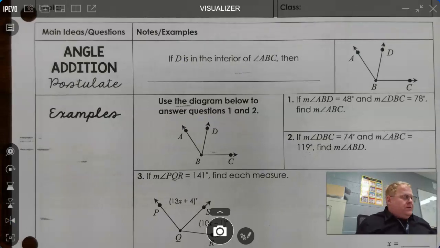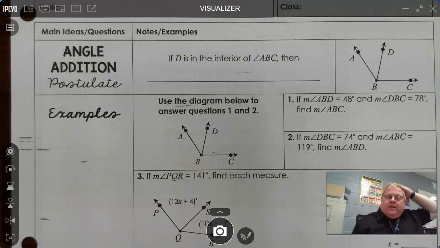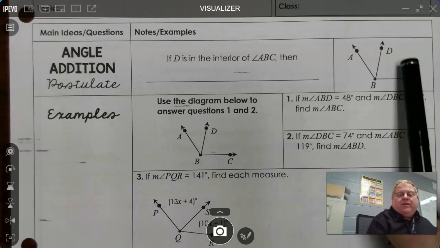Alright, so this video goes along with the notes that are given in class for the angle addition postulate. We did the segment addition postulate, so this is very similar to it, except instead of being applied to line segments, it's being applied to angles.